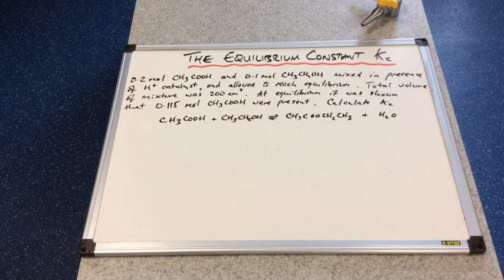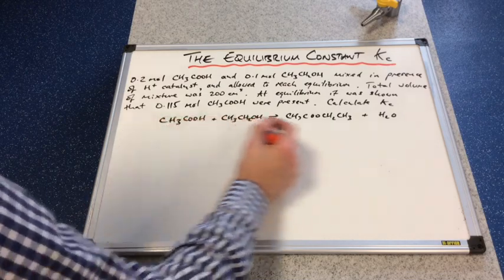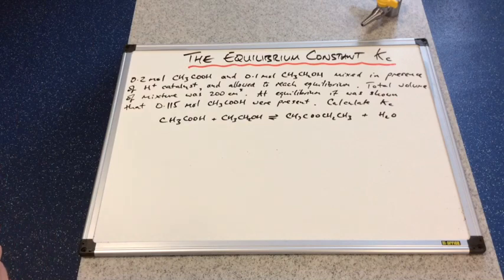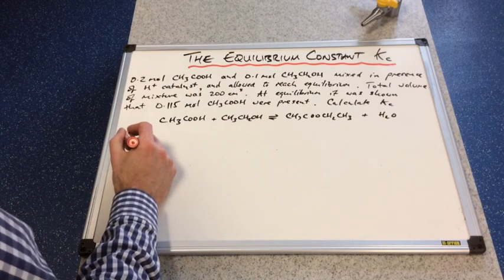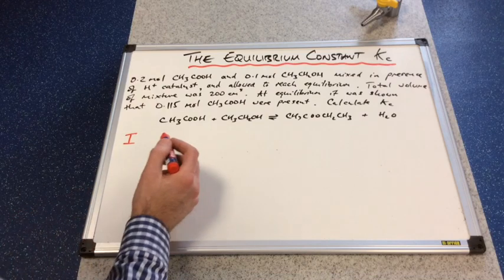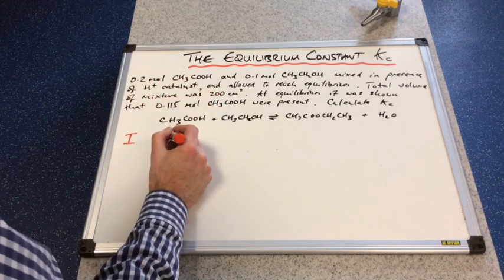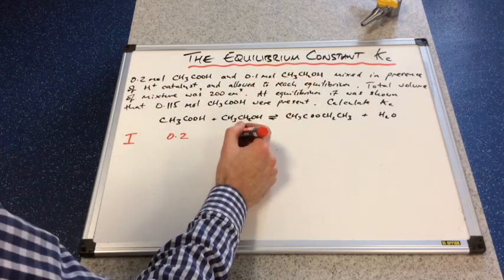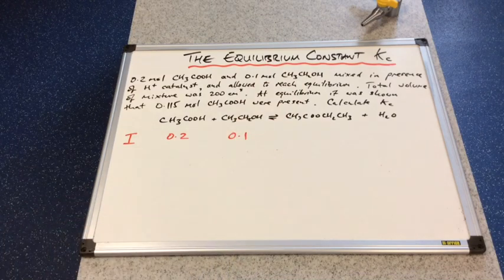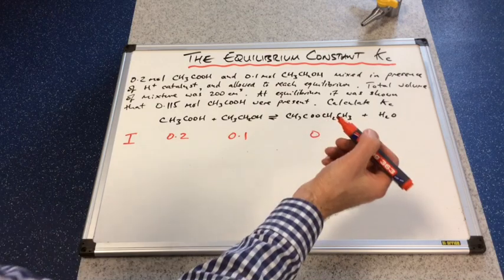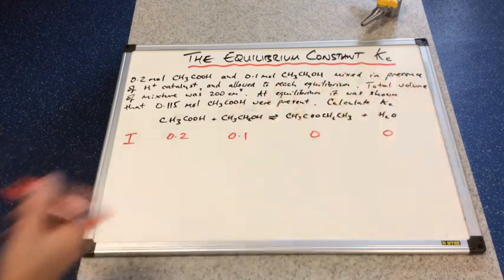So the first thing we're going to do is write underneath the chemicals the information from the question. So I'm putting the initial I there, and these are going to stand for the initial moles. So what's the initial moles of ethanoic acid? It's 0.2. Initial moles of ethanol, 0.1. Now before these get the chance to react, the initial moles of ester will be 0 and water would be 0 as well.